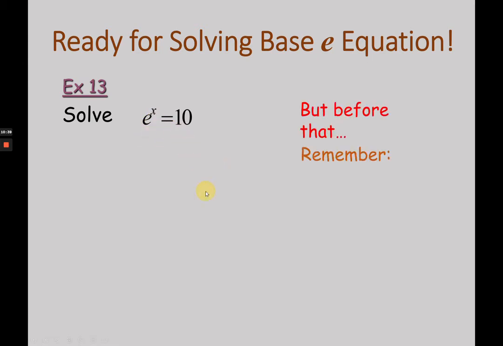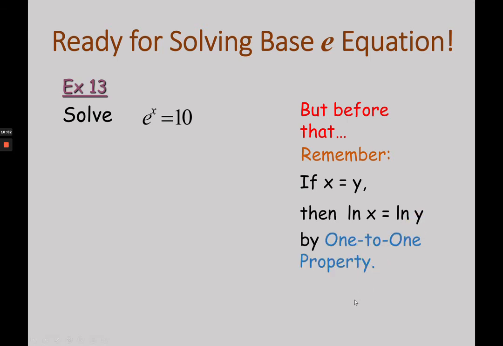Before that, remember, there's one more property that we need to recall. If x is equal to y, then ln of x is equal to ln of y. This is actually the reverse of the one-to-one property. If we can cancel ln on both sides, we could also do the reverse. We can put logarithms on both sides. That is by the one-to-one property.